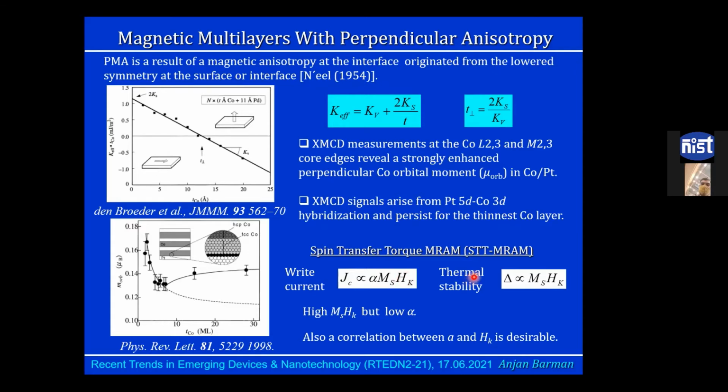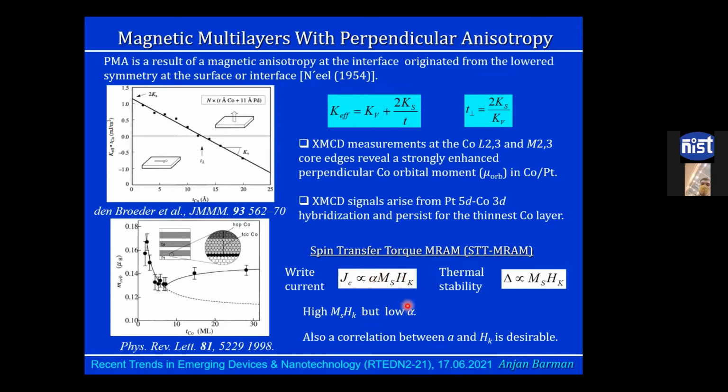And you have a thermal stability, which is proportional to Ms and Hk. Of course, you need to have a high thermal stability, so for that Ms and Hk should be high, but you need to reduce the write current. But here Ms and Hk are also there. So the only hope is if you have a small value of alpha.